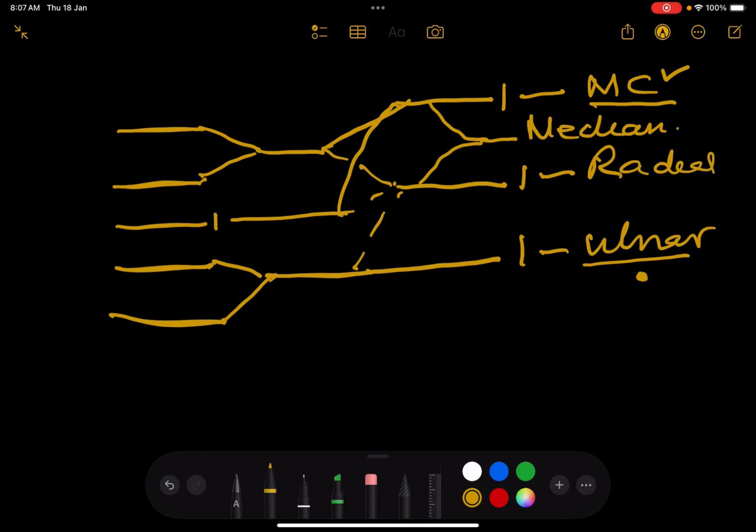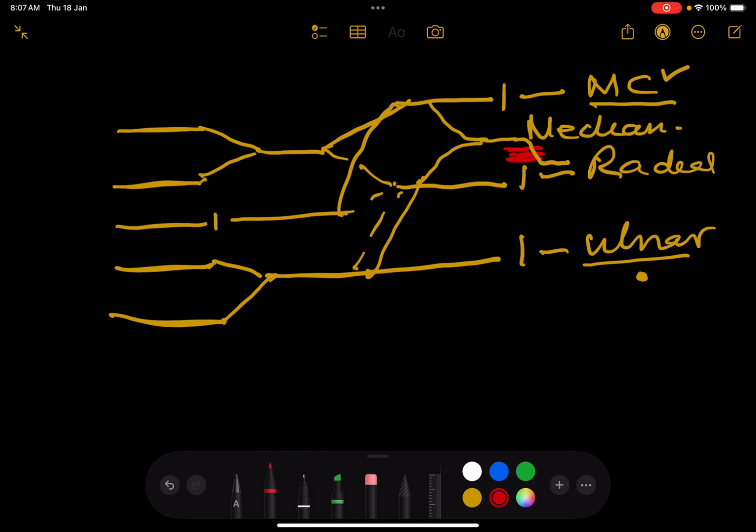Then the median nerve arises from both the lateral and the medial cord. Lies on the lateral side of the artery in the middle of the arm, crosses medial to it.